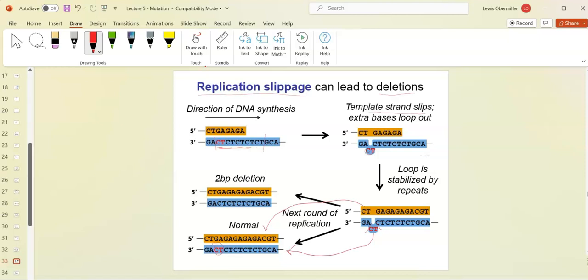Sorry, this buckles out and then it goes back to normal. So here's where we have the strand. This strand is replicated without the CT pairing, so we're missing the CT pair here, and then again here. So this causes a 2 base pair deletion, and then this is the normal strands because this goes back the way it was.